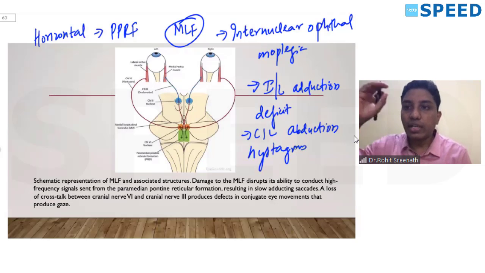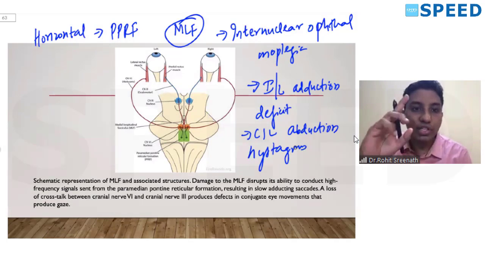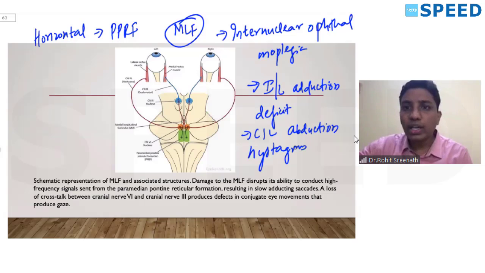A patient having a lesion of the MLF will have an internuclear ophthalmoplegia. For a patient having a right-sided MLF lesion, a right-sided INO, there will be defective adduction of the right eye and an abduction nystagmus in the left eye. This is the feature of an internuclear ophthalmoplegia.